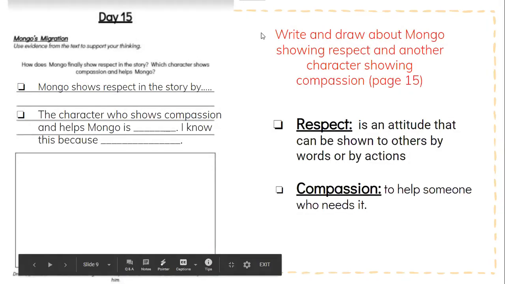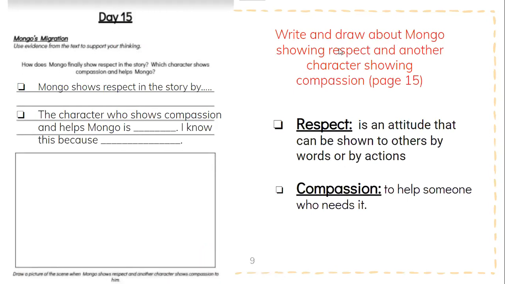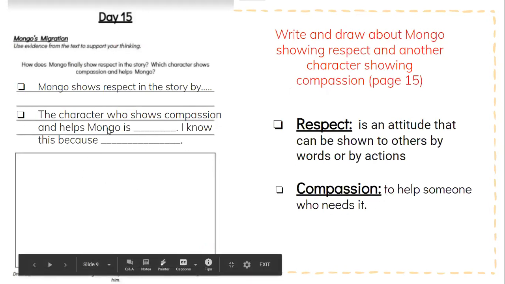So your job is to write and draw about Mongo showing respect and another character showing compassion. This is on page 15 of your packet. Respect, friends, is an attitude that can be shown to others by words or by action. And compassion means to help someone who needs it. I went ahead and gave you some sentence starters over here.